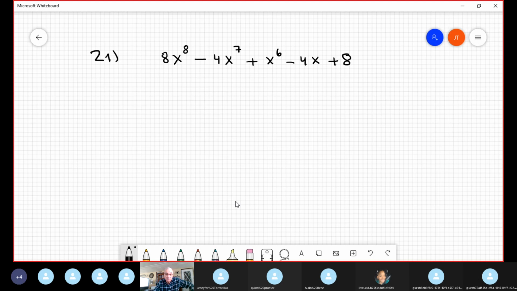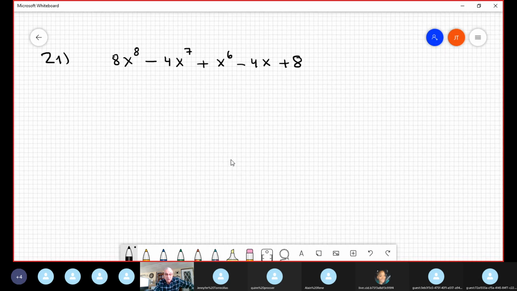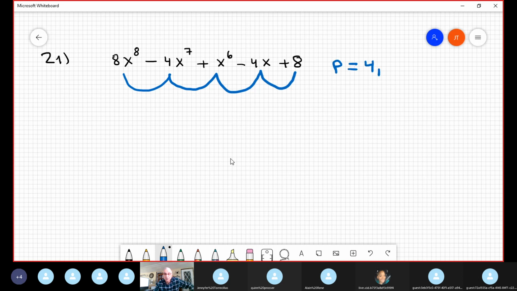Okay, let's analyze the P. P is the number of changes of sign in the original polynomial. So I can see, for example, positive, negative, one. Negative, positive, another. Positive, negative, another. Negative, positive, another. In total, we have 4. P is 4, so 4, 2, or 0. Remember, you subtract even numbers. 4 minus 2 is 2. 2 minus 2 is 0. 0 minus 2 is negative? No. Negative has no sense.